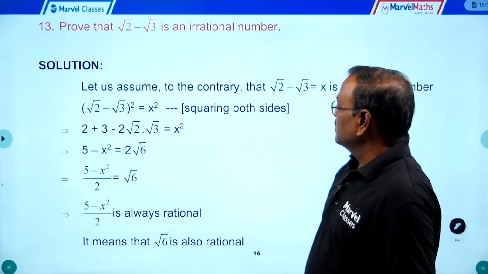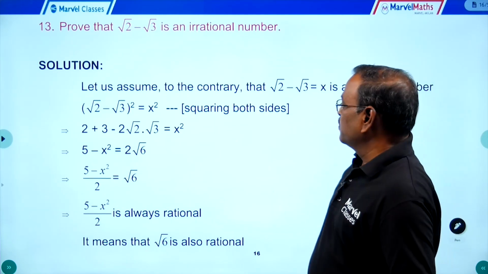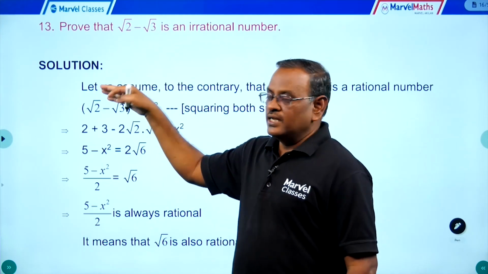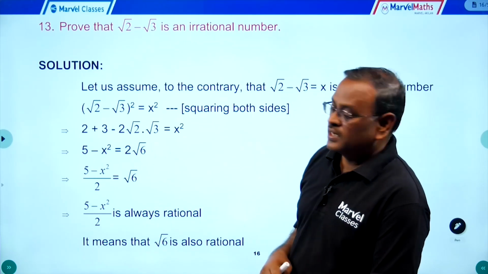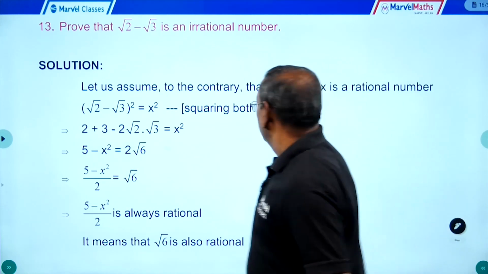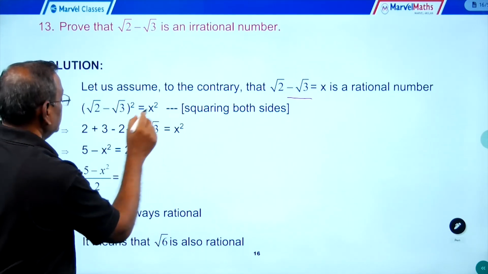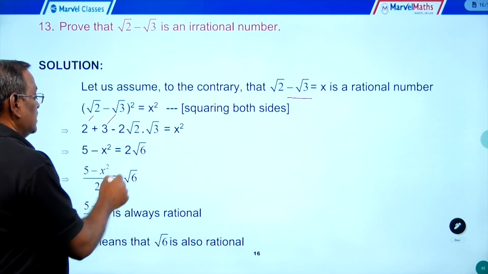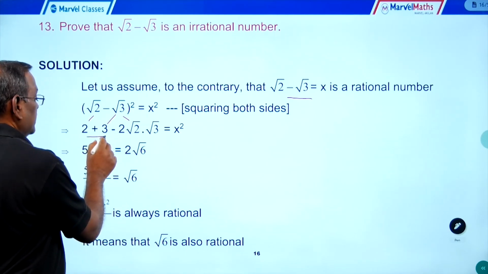Next model question, this is one of the harder questions. This has two irrational numbers. Few students will try to prove that root 2 is irrational and root 3 is irrational, and irrational minus irrational is irrational. But this is a very simple proof. Assume the same method of contradiction concept. Let us assume to the contrary this is a rational number. Therefore root 2 minus root 3 equals x, and squaring on both sides, root 2 square is 2 and root 3 square is 3, and 2ab equals 2 root 6. So this is 2 plus 3, 5, minus 2 root 6, equals x square.